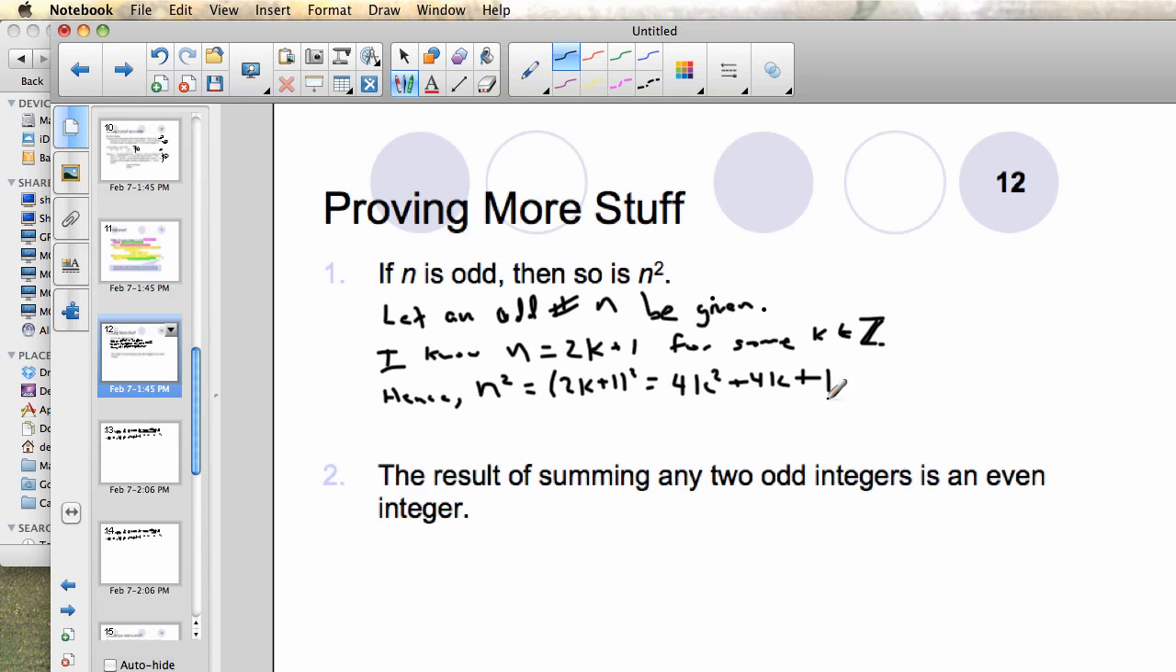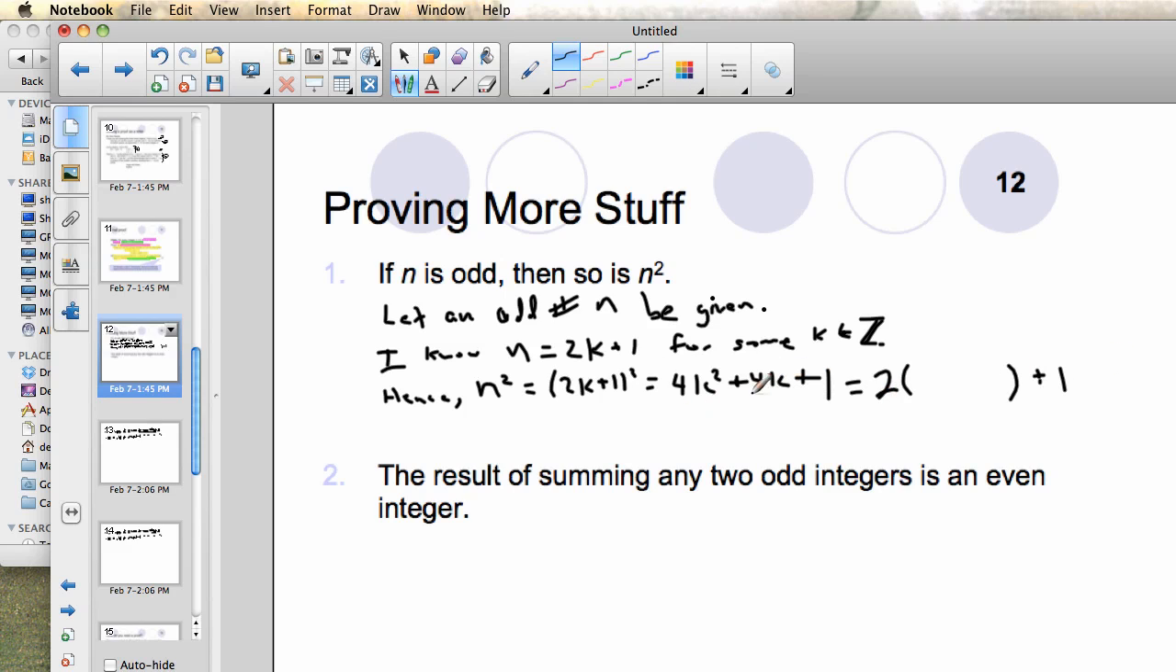And that all seems fine, but it doesn't seem like it's going anywhere. You might have to go back and remind yourself what you're trying to show about n squared. We're trying to show that n squared is odd. Well, remember, odd means that the expression for n squared could be written as 2 times something plus 1, right? That's what we decided that odd was going to mean. And so in order to show that n squared is odd, I'll want to show that n squared can be written as twice something plus 1.